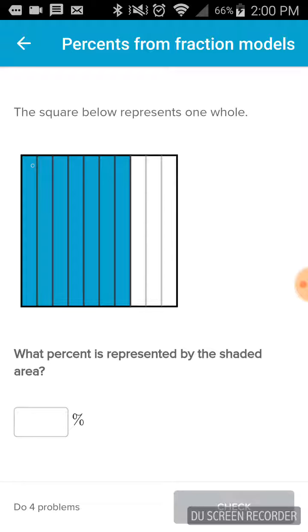So that means each column is 10%. So 1, 2, 3, 4, 5, 6, 7 shaded columns. 7 times 10 is 70%.